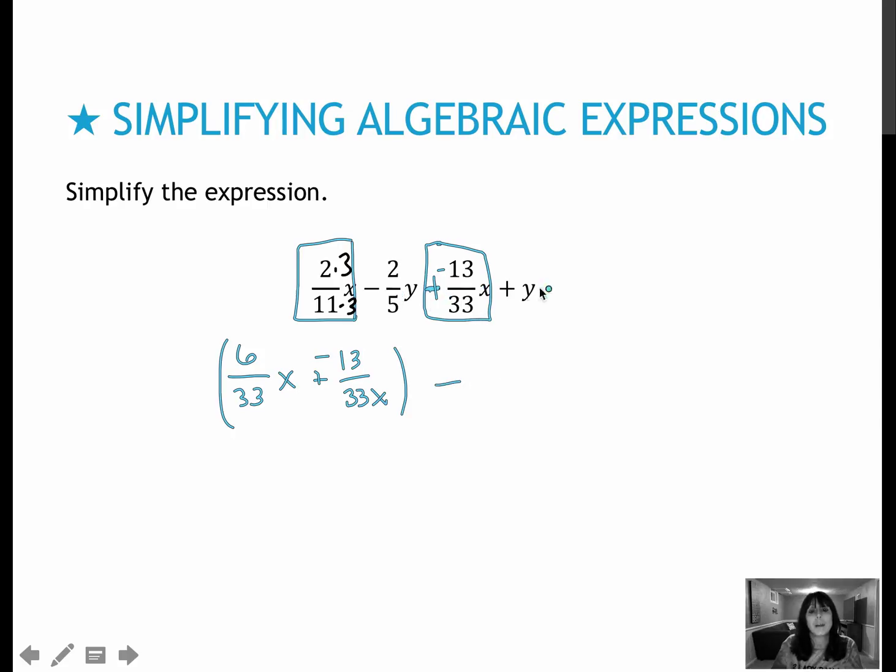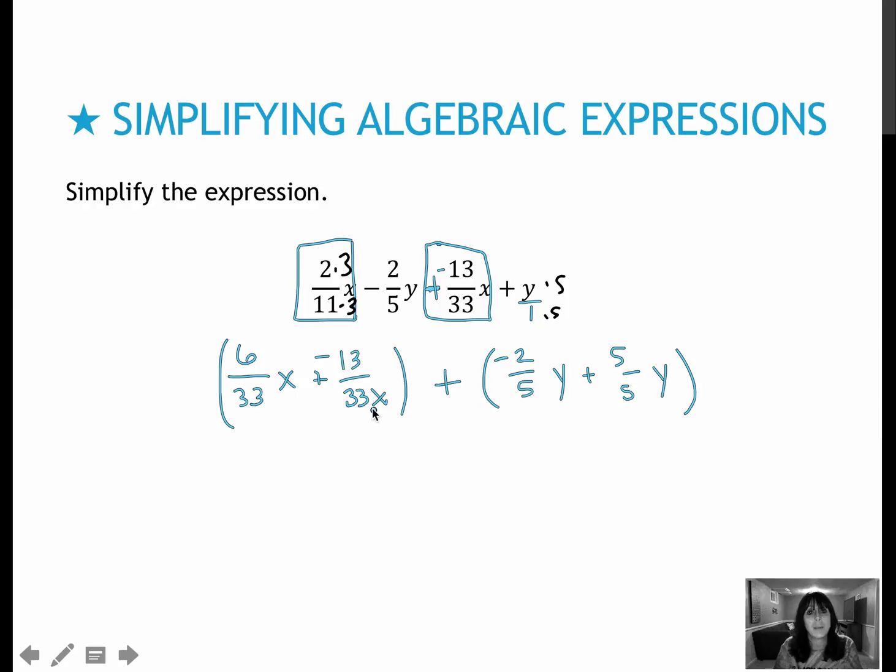And then I'm going to combine my y values. So I'm going to write negative 2/5 y, and y over 1 will turn into, if I take it times 5, plus 5/5 y. So notice I've rearranged, so x's are with x's, y's are with y's.